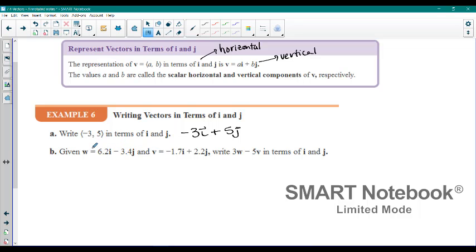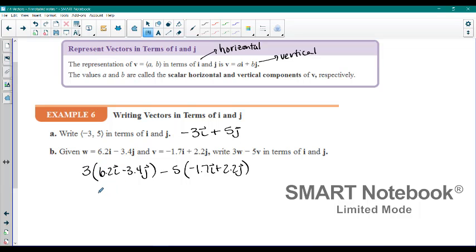Similarly, if we had a vector given to us in IJ form, and we were asked to find 3 times vector W minus 5 times vector V, and write that in terms of I and J, we would just do 3 times 6.2I minus 3.4J, minus 5 times -1.7I plus 2.2J. Notice when you're using I and J, you don't need to use the bent ordered pairs anymore. So we're going to multiply both of these by 3.